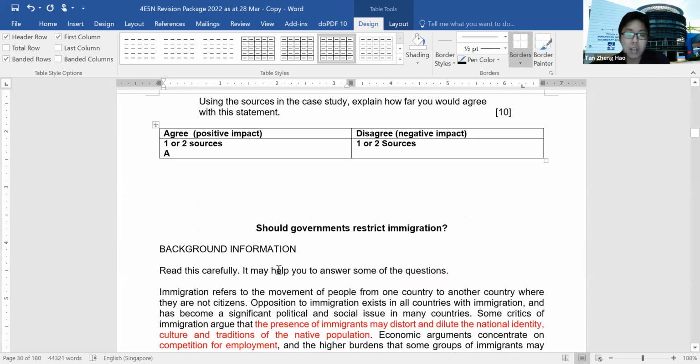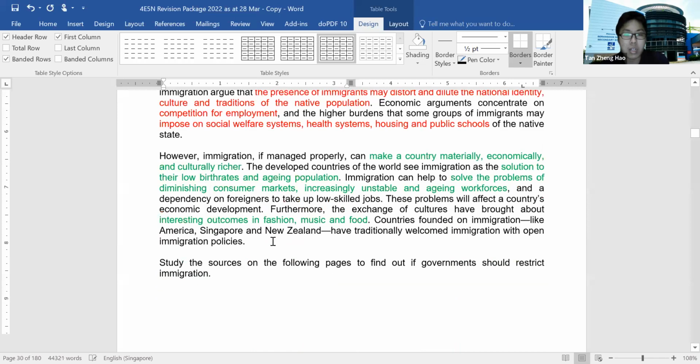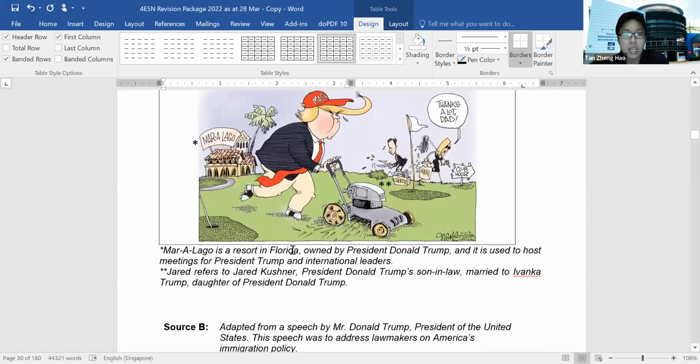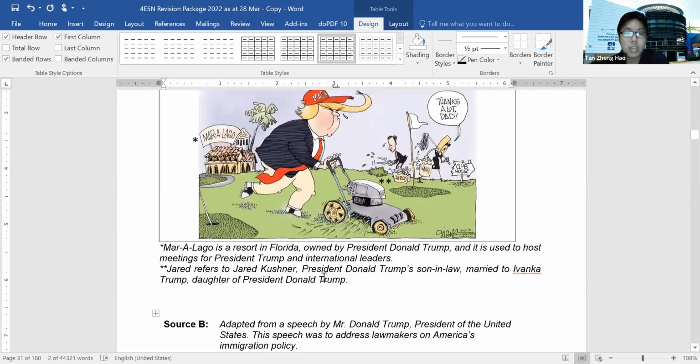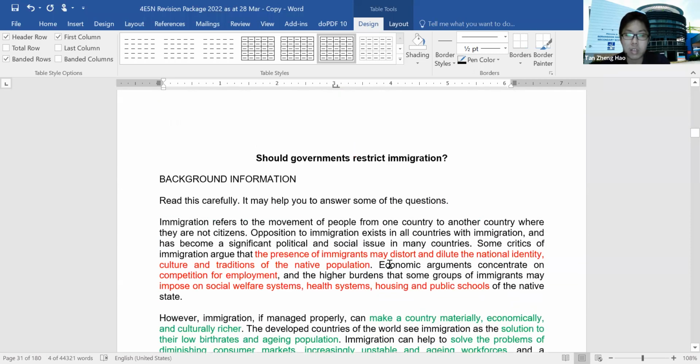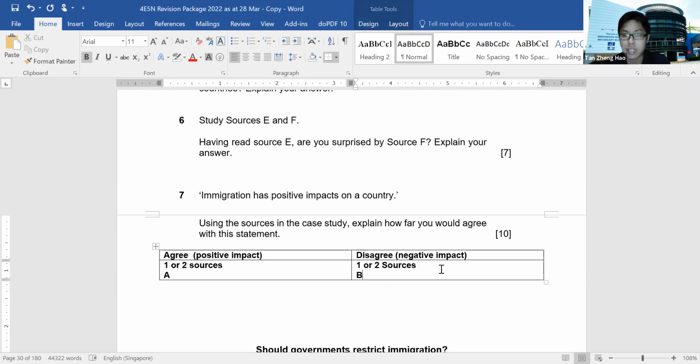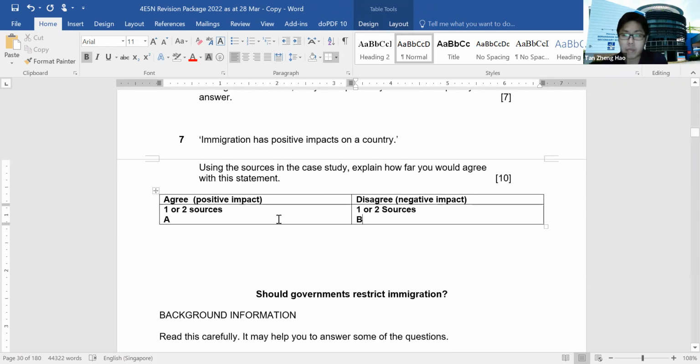Okay. What about a source that disagrees about the impact of immigration? Source B tells me, okay, currently there are too many people coming to migrate, unlimited. Our immigration is broken. We are causing people to die. So, okay, I know source B is one of the sources that may disagree and say that it has a negative impact on the country. Okay, so same thing, you want to look at maybe the other sources, C, D, E, or F. You can take the source that you find easier to understand. If there are some sources you don't really understand, then maybe avoid using those sources. But basically, you want to have at least 2.